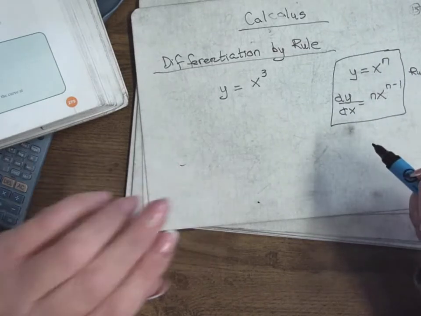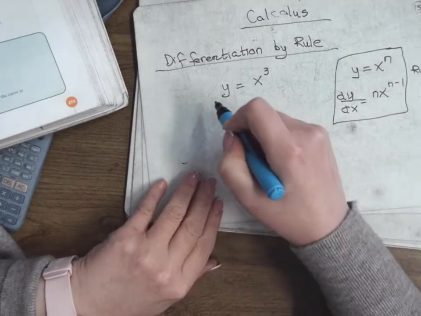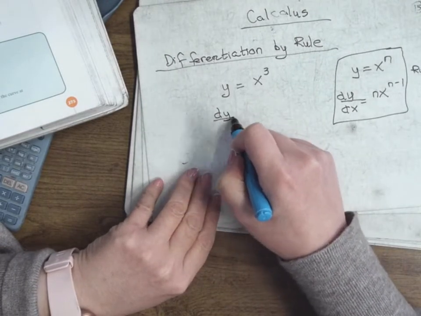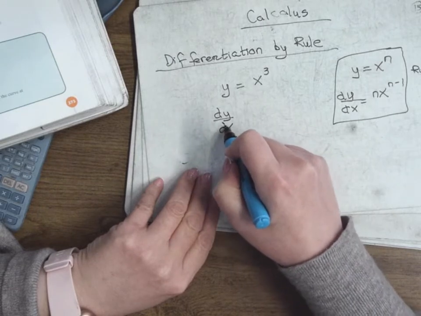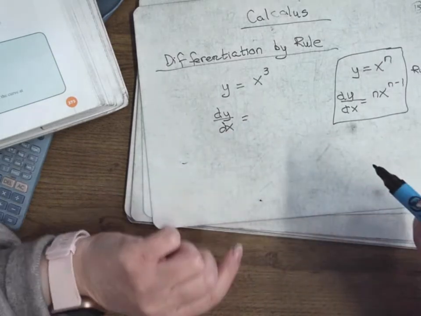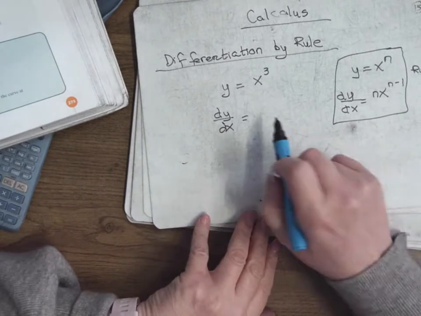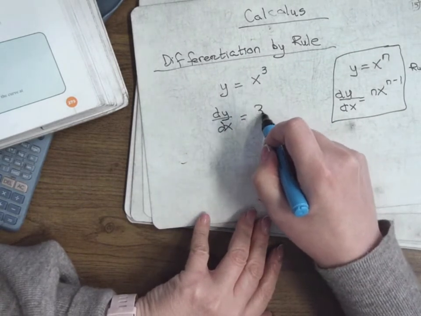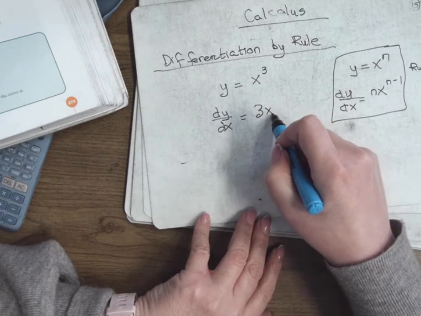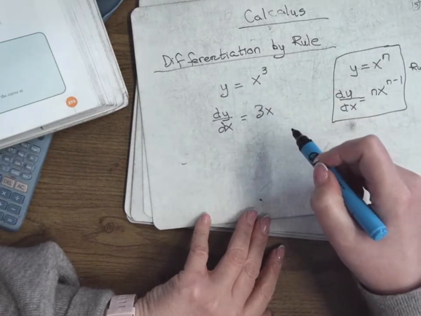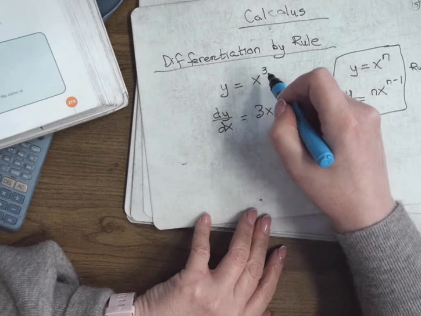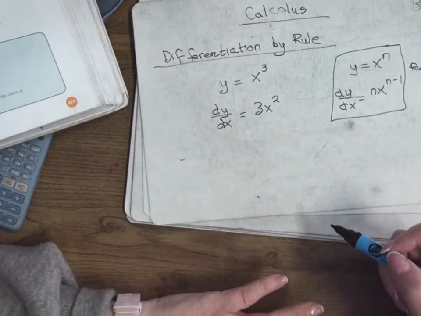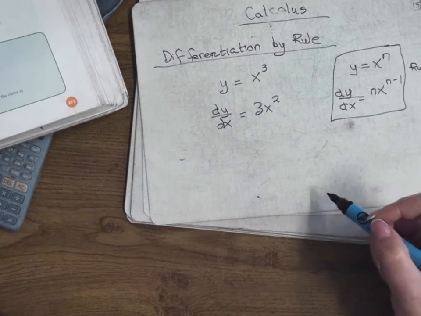To differentiate it, we call it dy dx. I know it's like a foreign language, okay, just go with it. So when you differentiate it, you call it dy dx. And what you do is you bring the power down in front. So the power is a 3. Bring that down in front, leave the x, and reduce the power by 1. So 3x cubed becomes 3x to the power of 2. Is that okay? Right, that's 1.